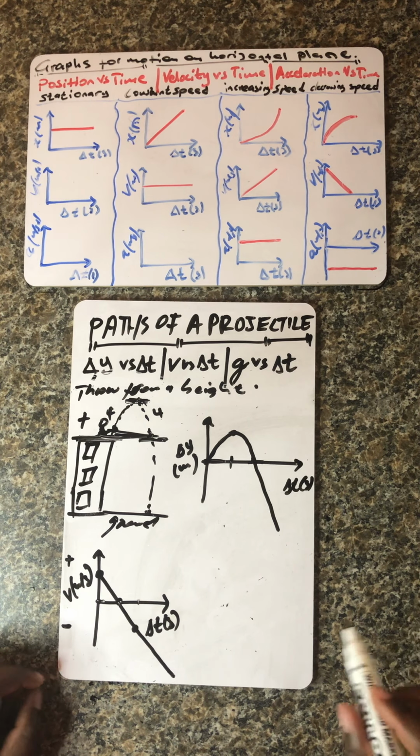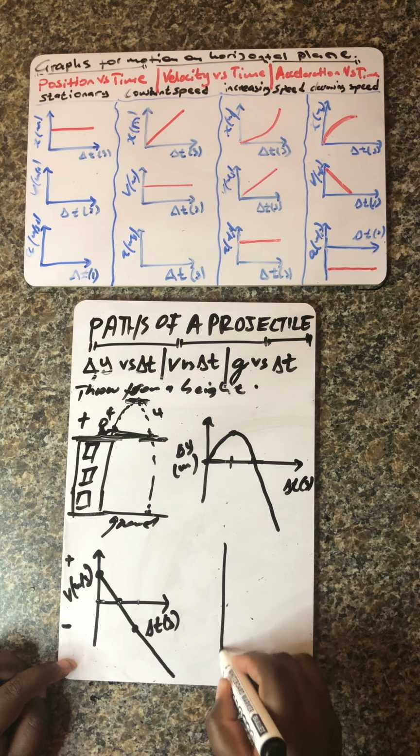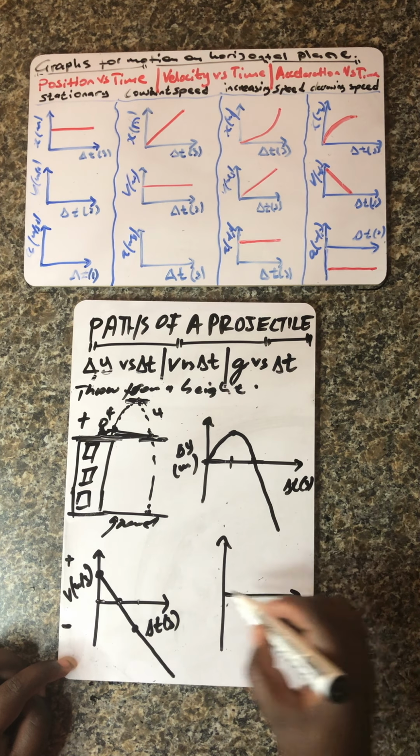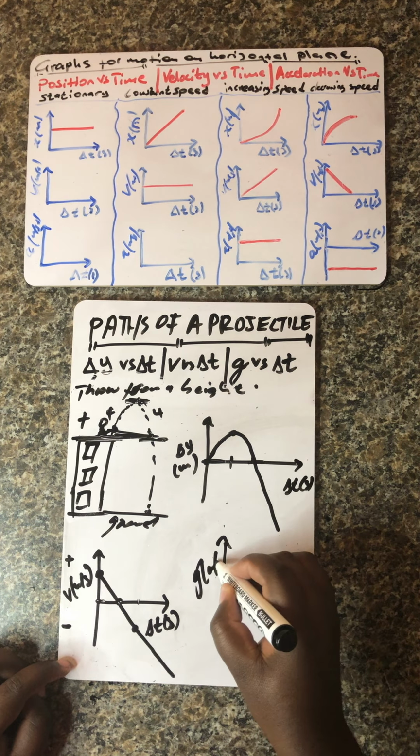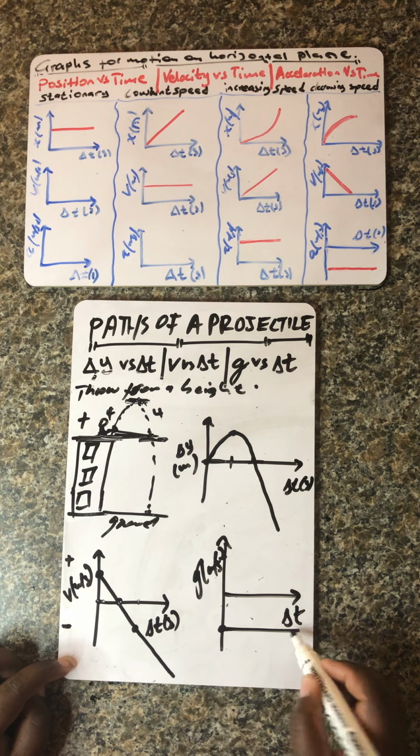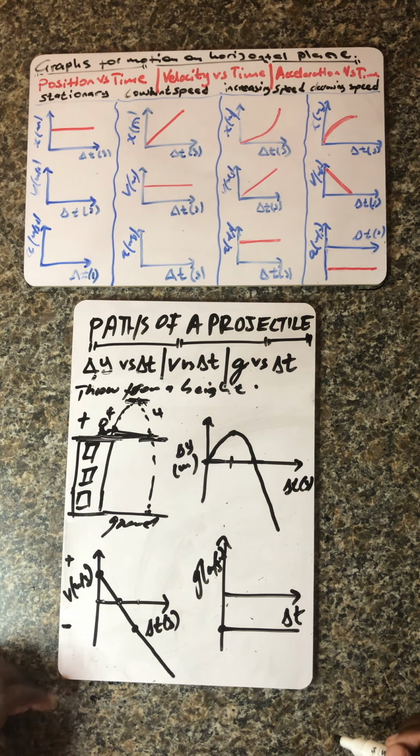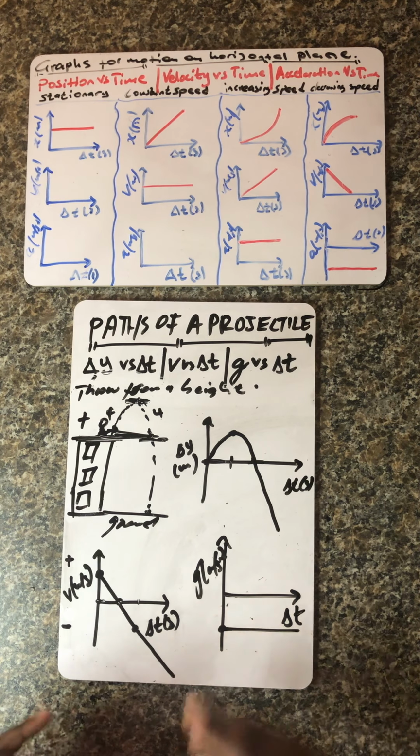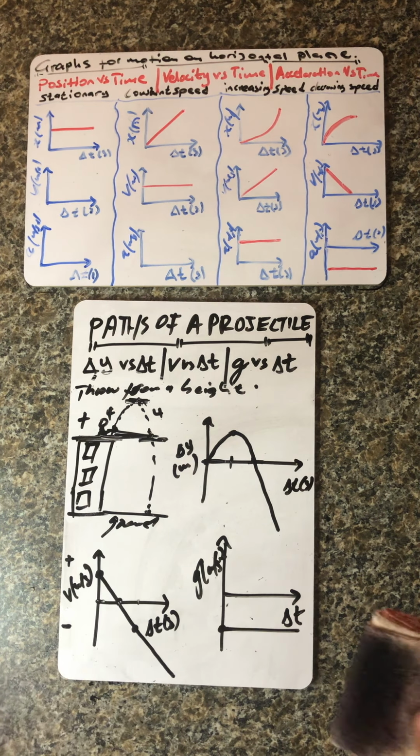Now let's move to that graph which remains the same at all times, ladies and gentlemen, which is that one of g in meters per square second. We obviously know it's 9.8. It remains the same. Very, very important, ladies and gentlemen. This is for a situation where we're dealing with objects moving up and down.